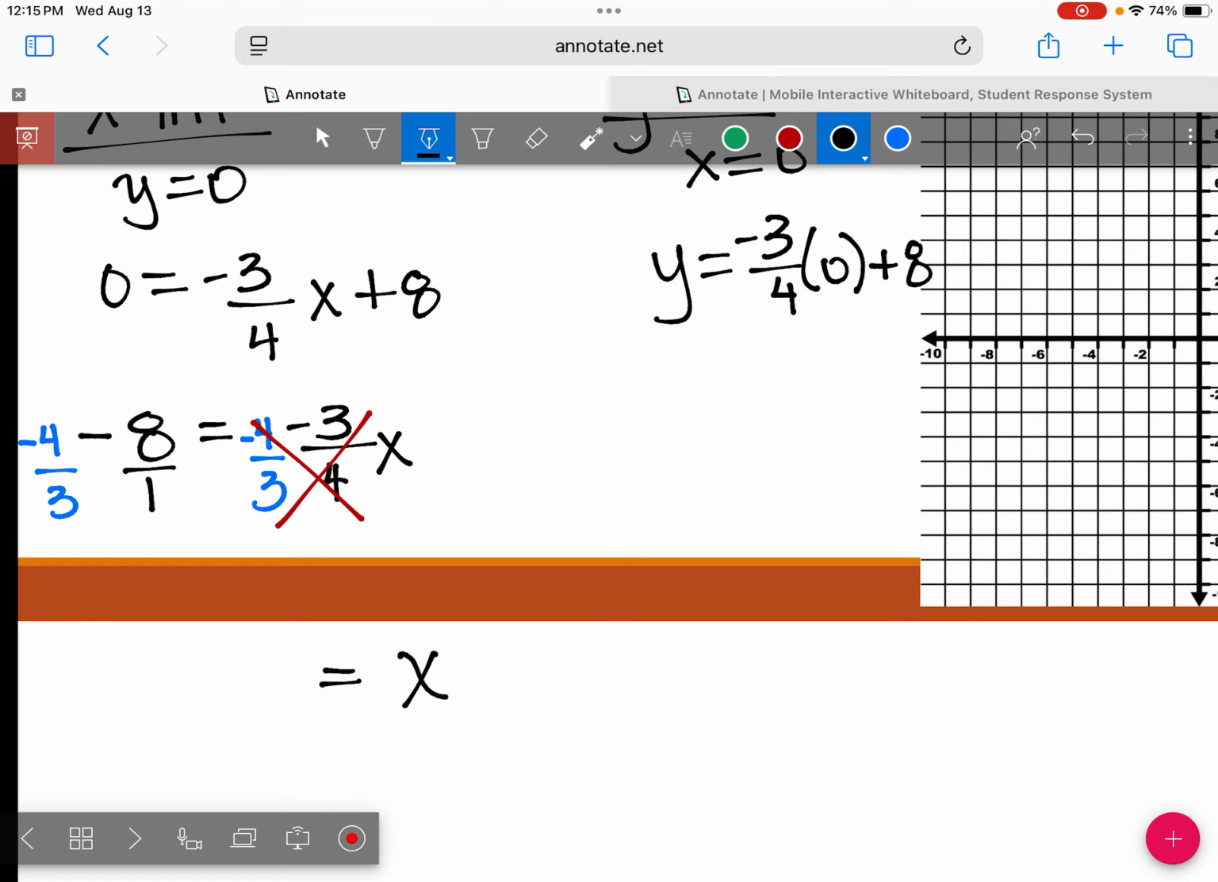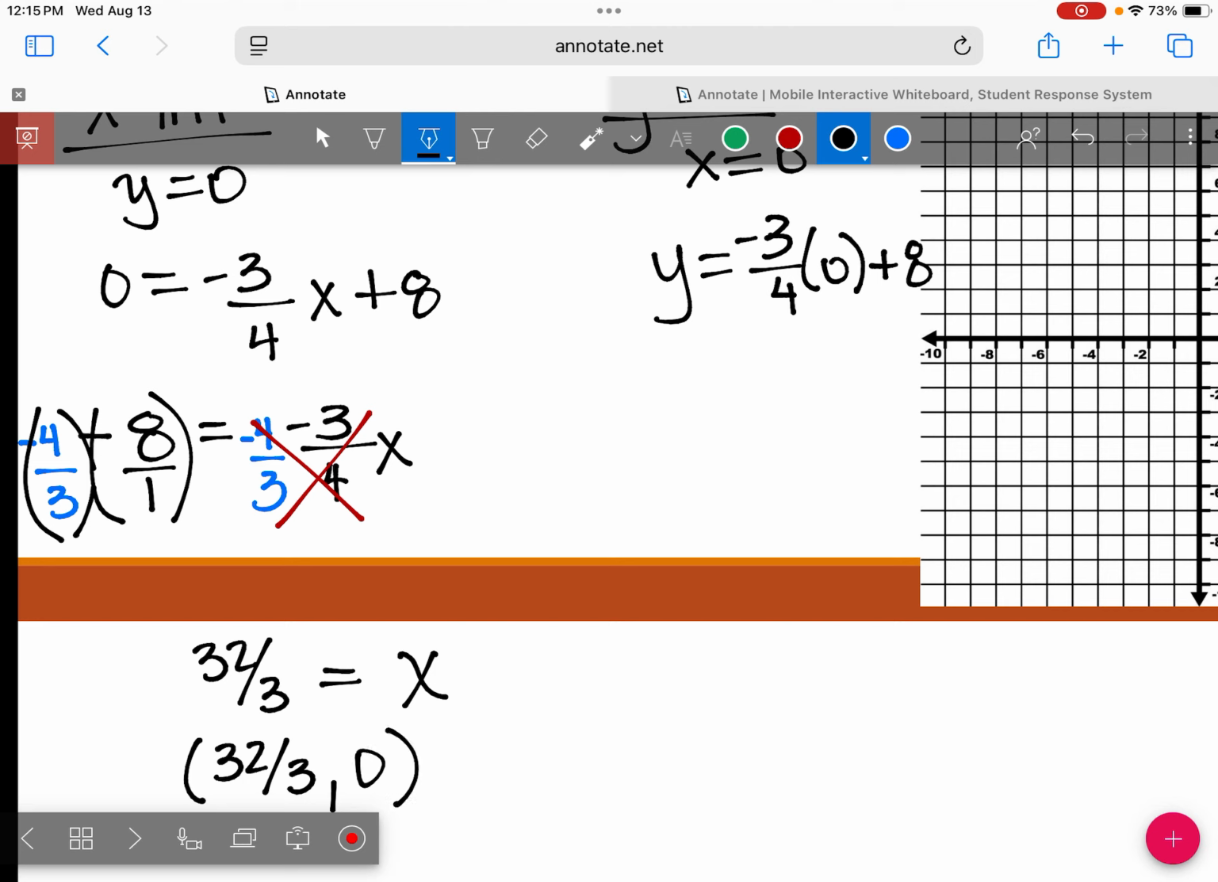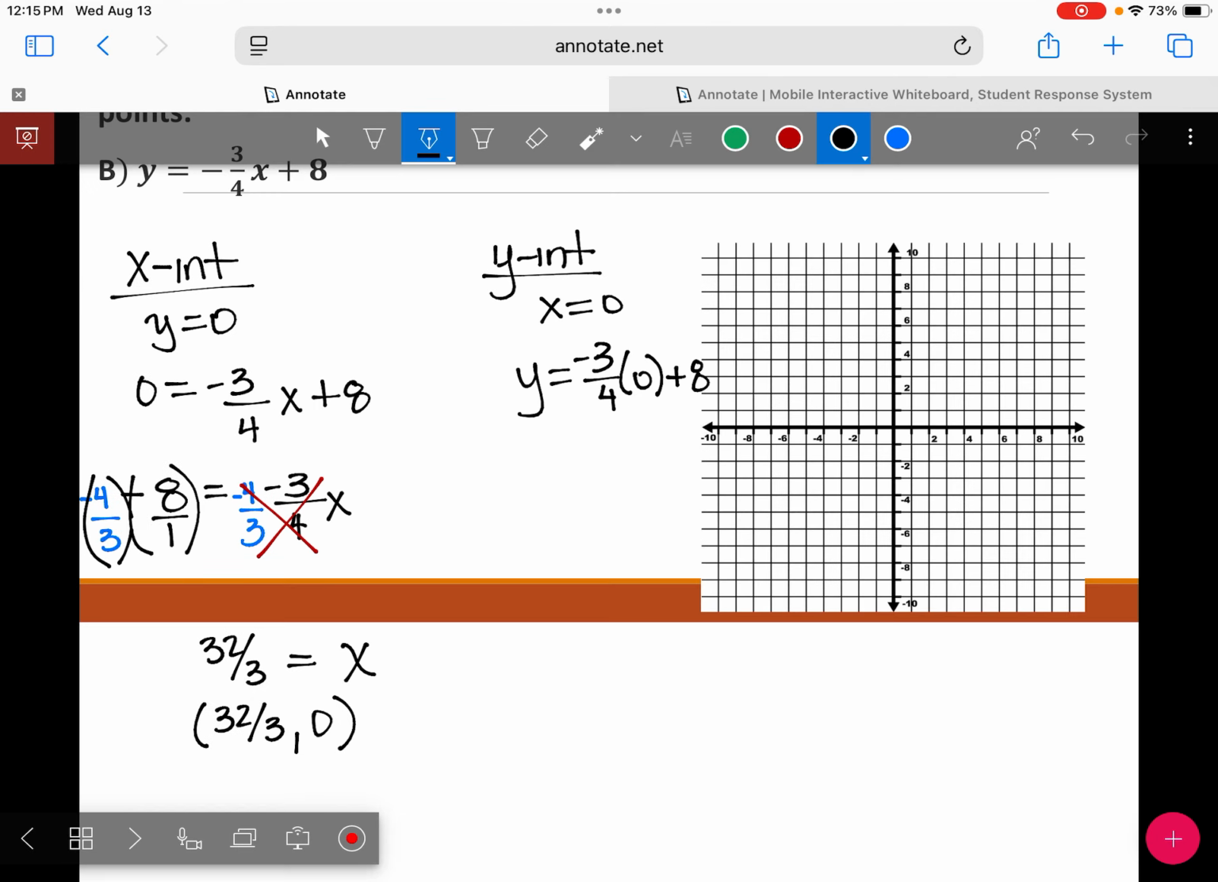And then when you multiply across, we actually get a decimal, which is kind of ugly. We get positive 32/3. So that would be my x-intercept, which if you were to put that in the calculator, it's like 10.6. So on my graph, because my graph stops at 10, it's kind of off the grid. So this would be my x-intercept.